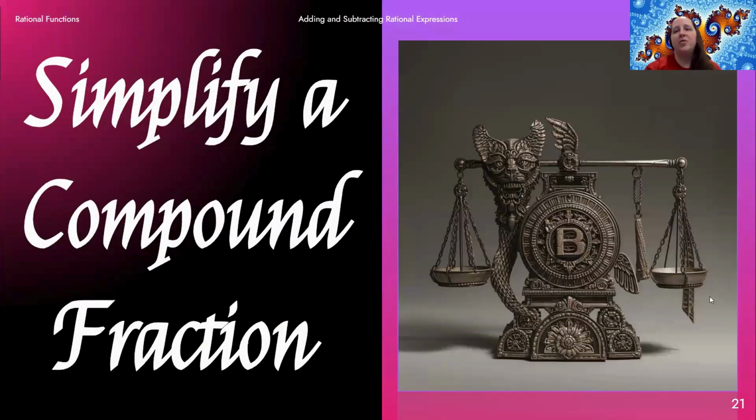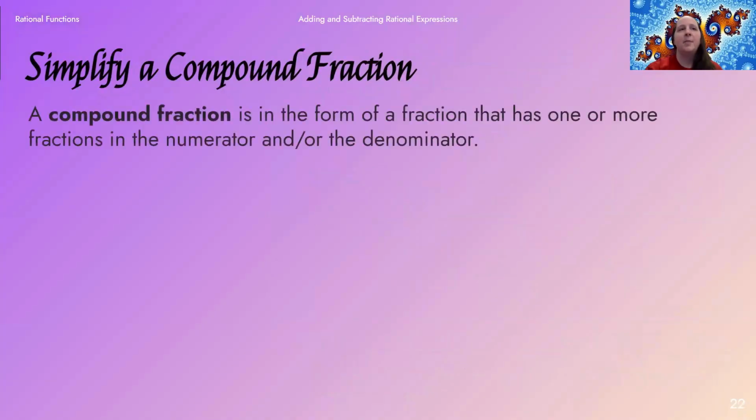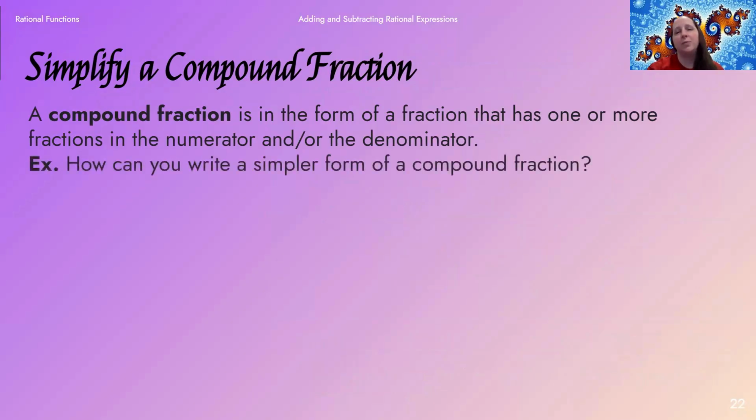Simplify a compound fraction. A compound fraction is in the form of a fraction that has one or more fractions in the numerator and or the denominator. How can you write a simpler form of a compound fraction? So I have 1 divided by x plus 2 divided by x plus 1, all of that divided by 1 over y. Okay, so there's two different methods.